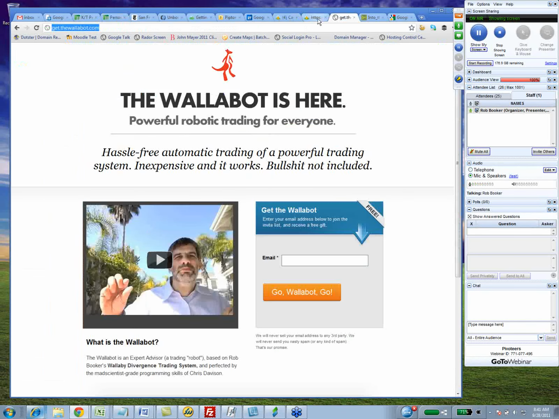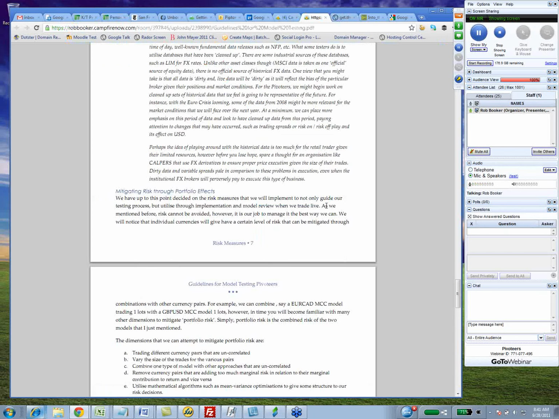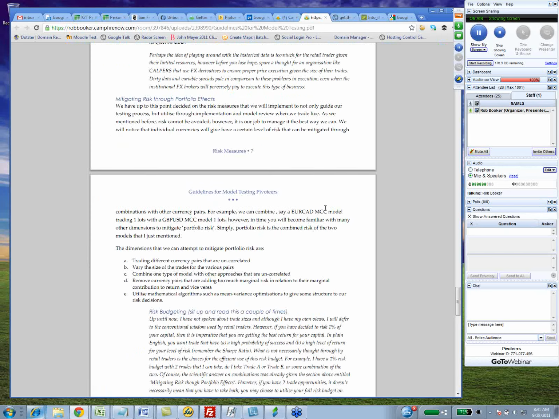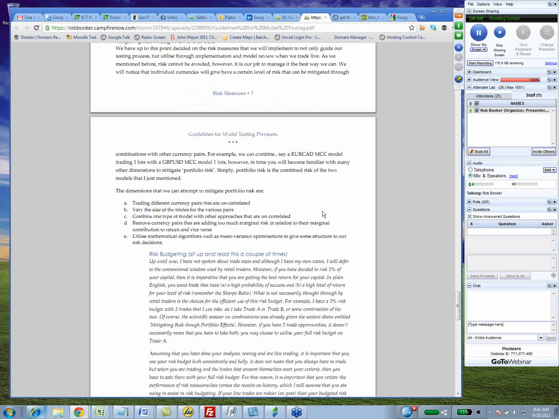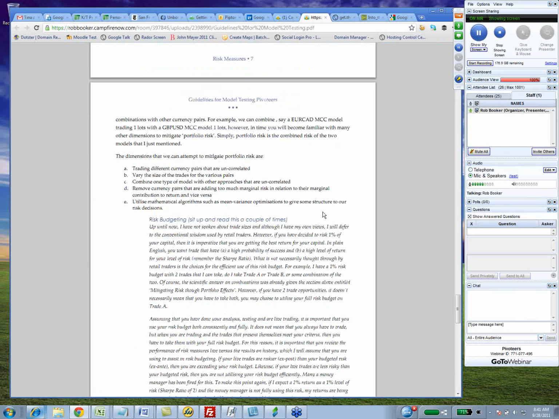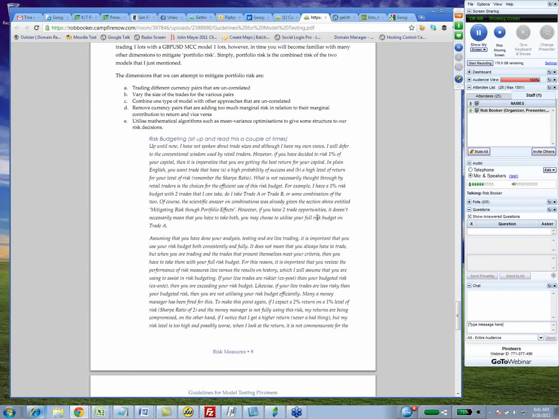All right, here we go. Let's continue with our discussion. Mitigating risk through portfolio effects was our last section. We talked about the different dimensions of risk in a portfolio. If you're trading 2 different currency pairs, your 2 favorites, and they're exactly the same, you're just doubling up your risk. You should choose a different currency pair that might contribute something, but not just add more risk. It's a dimension of risk.